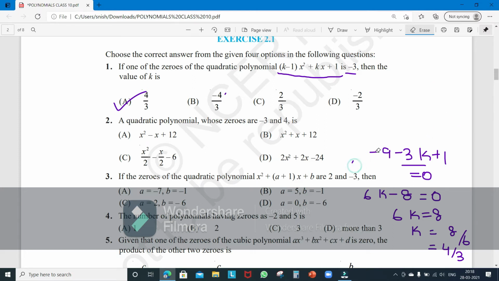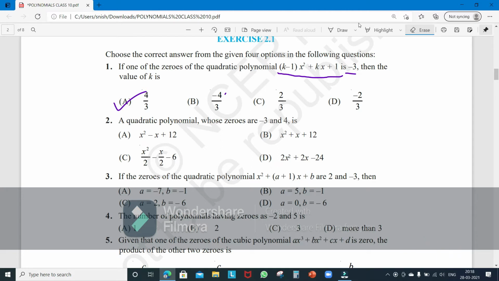Moving on to the second question. The quadratic polynomial whose zeros are minus 3 and 4. Okay, so there are plenty of ways with which you can solve this question. One is you can substitute the values of minus 3 and 4 in each option, and check to which of them it equals 0. Or another method is, let's assume that this is alpha and this is beta.